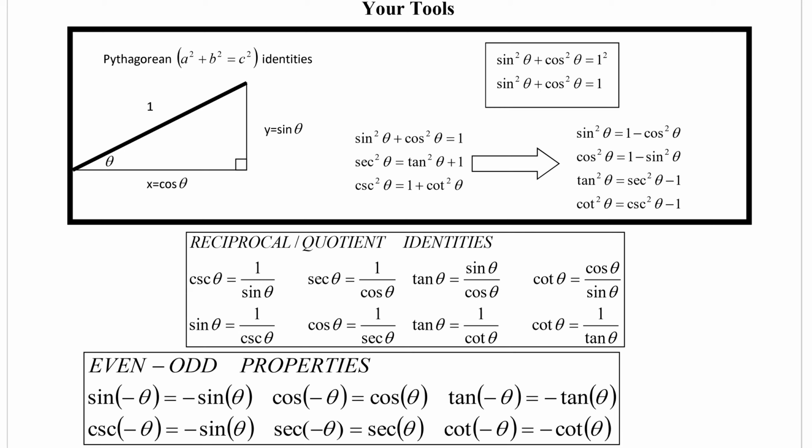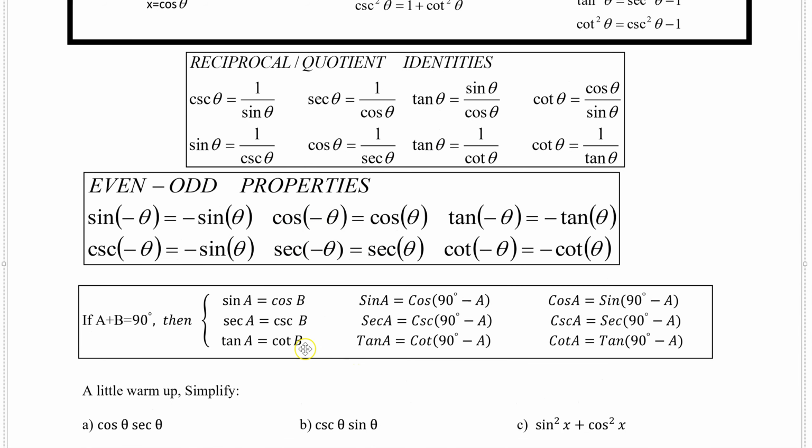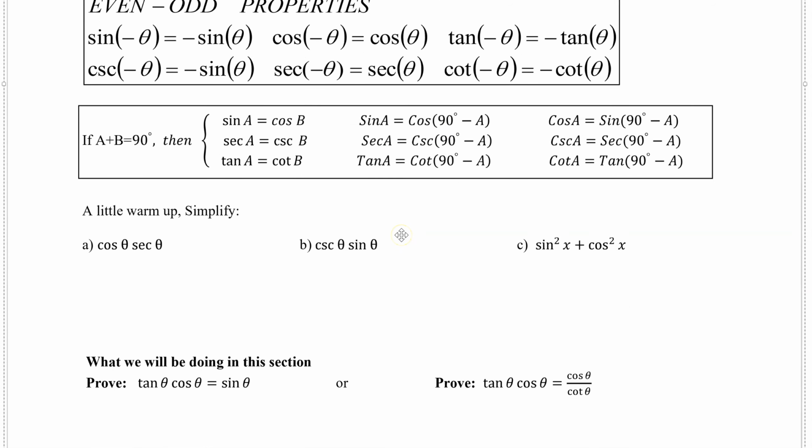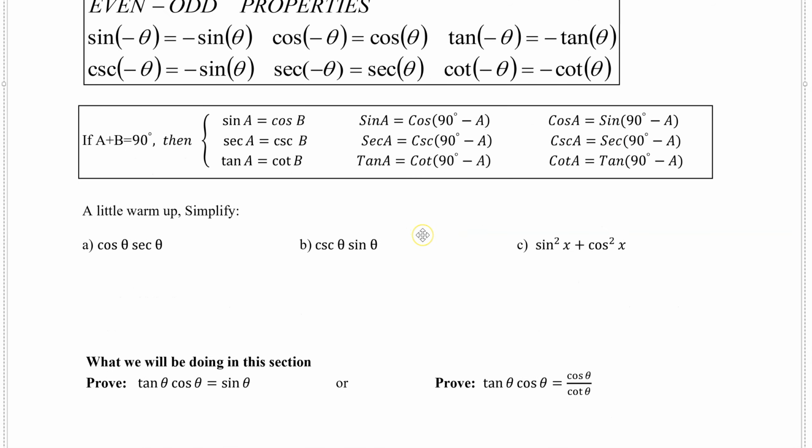All right, so this is an intro to proving identities, and these are your tools. We have the Pythagorean identities, we have the reciprocal identities, even, odd, and complementary identities. There's some quotient in there as well. And so what you're going to be doing is basically just picking one of these identities and replacing it and seeing what happens. So cosine and secant, we usually don't like it.